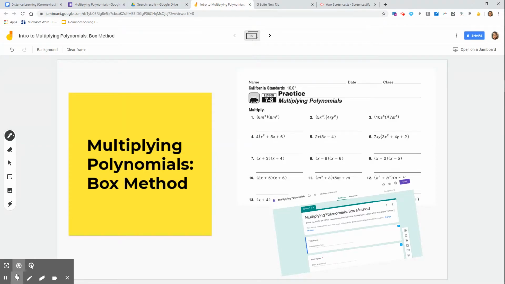I'm going to be teaching you multiplying polynomials using the box method.